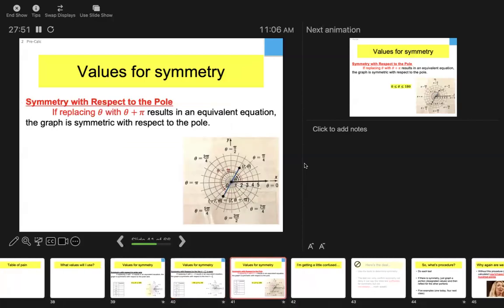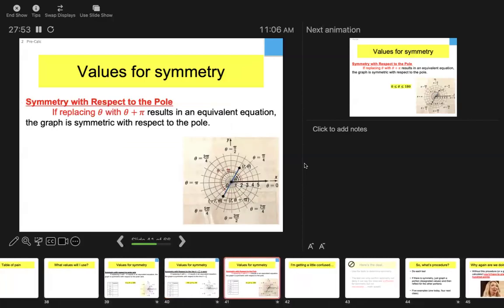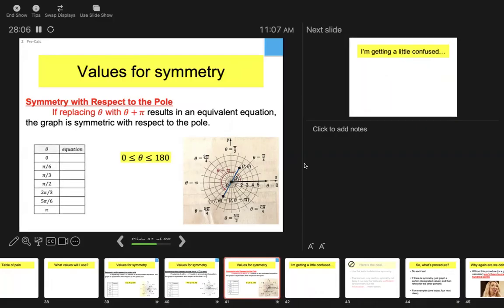All right, origin symmetry. So for origin symmetry right here, this time we are, in fact, going to make r negative, right? But for the theta, we're going to do theta plus pi. So my values are going to be, we can do top or bottom at your choice. I just always choose the top. So 0 to 180. This one's going to look just like polar axis symmetry. The table of pain will look just like it, so it's going to be 0 to 180.